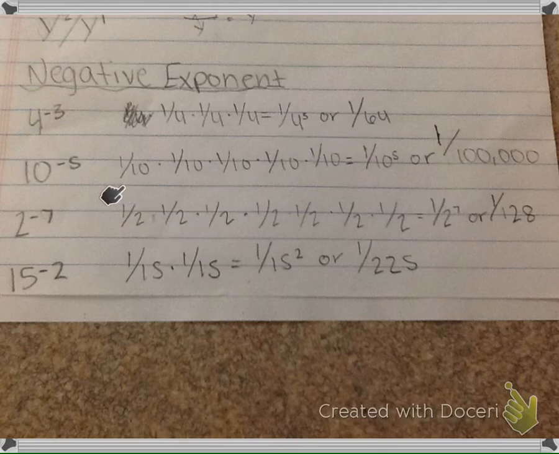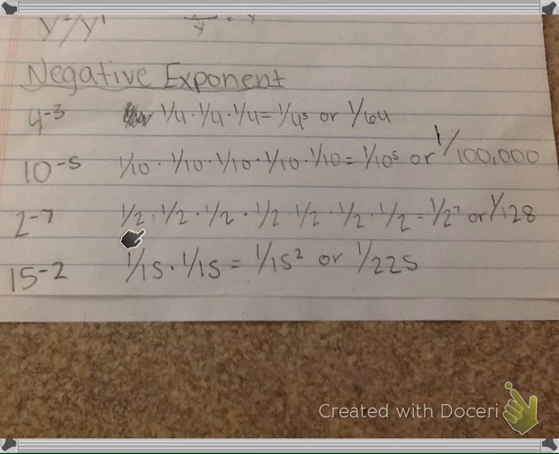Then for the second problem, you just do 1/10, 1/10, 1/10, 5 times since it's 10 to the negative 5th power. And that comes out to be 1/10 to the 5th power. Then in standard form, it's 1/100,000th. So it's a really small number.